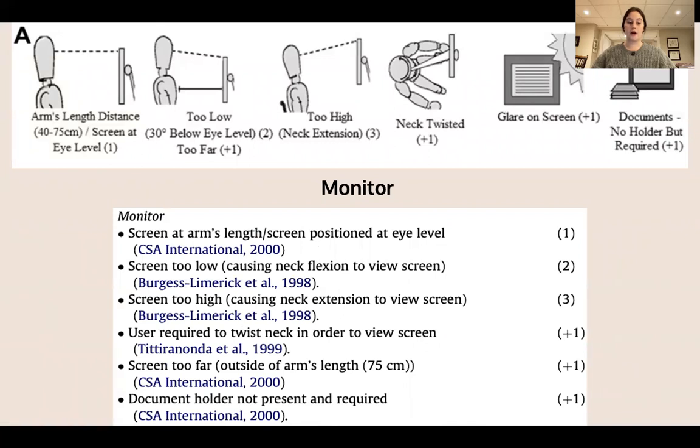So next, looking at your monitor, your screen should be placed about an arm's length away and positioned at eye level. However, I understand that many students use laptops. I do myself, so an arm's length away isn't always possible, so you can type. However, you should still try to put your monitor at eye level, because looking up or looking down for too long will increase stress on your neck.